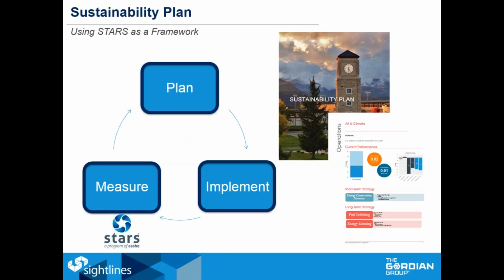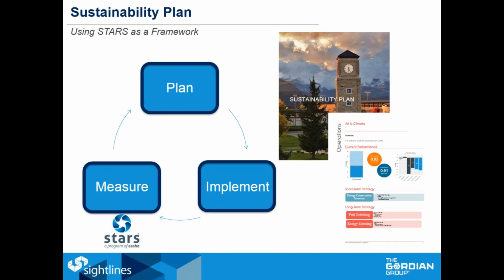Now, I mentioned at the beginning that what makes this a unique framework is that they are using their plan to do multiple things, not just set goals. They're also using it, as you can see in the bottom right here, to educate folks about their performance in each criteria within STARS, and then to give responsibility for all of these strategies and goals going forward. They're going to measure how they do and then replan based on their performance going forward.